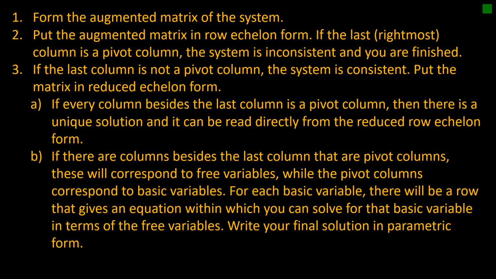If there are columns besides the last column that are not pivot columns, these will correspond to free variables, while the pivot columns correspond to basic variables. For each basic variable, there will be a row that gives an equation within which you can solve for that basic variable in terms of the free variables. So do that and write your final solution in parametric form.